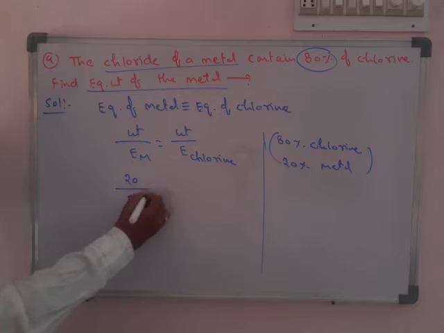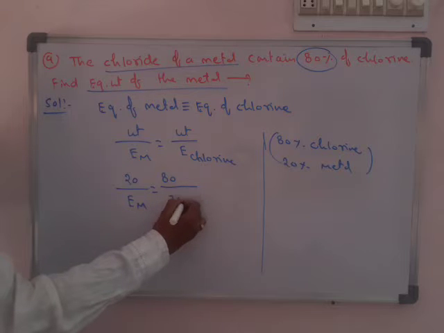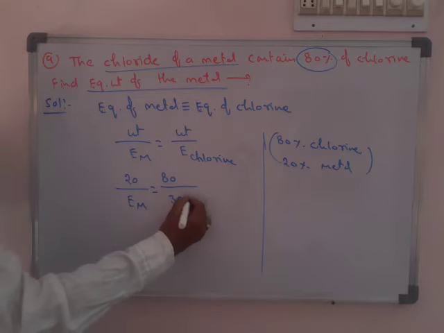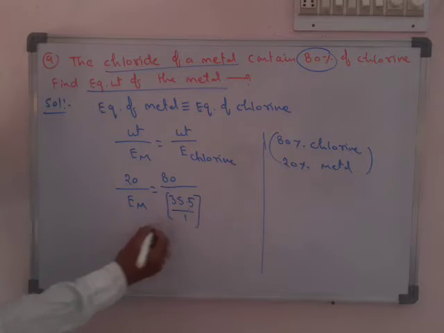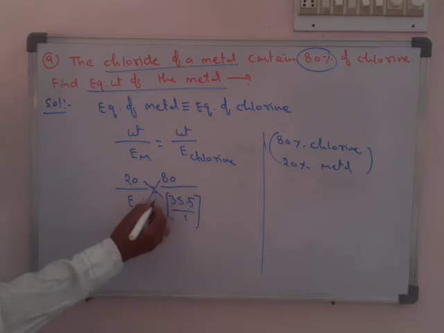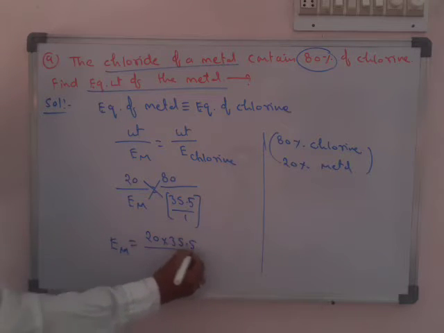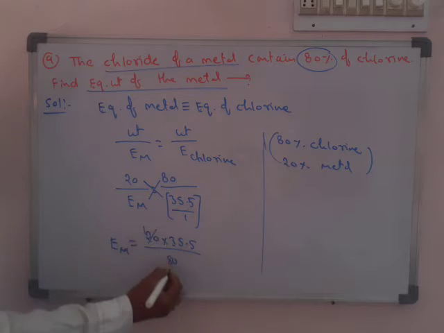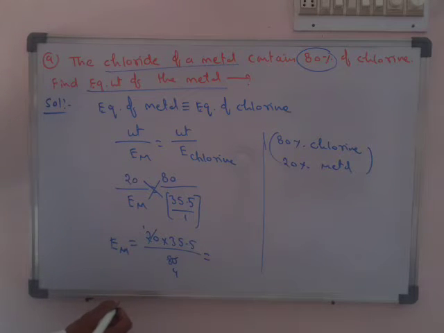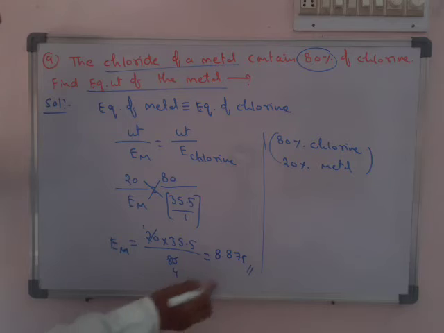We have to find the equivalent weight of the metal. What is the weight of the chlorine? 80 grams. The equivalent weight of chlorine, we know its atomic weight is 35.5 by valency 1. So the equivalent weight of the metal comes from cross multiplication. This is approximately 8.9. Okay, so 8.875. I think in the options it is given as 8.9 grams.